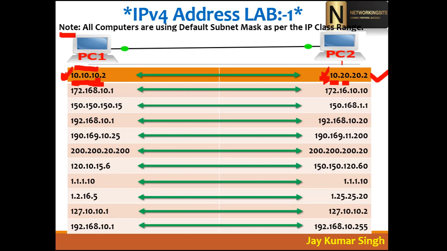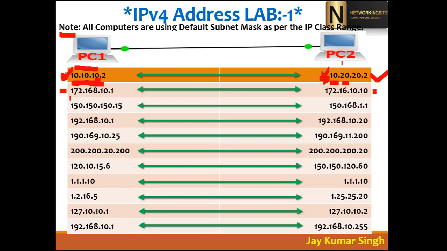Now the second condition. We have this IP address 172.168.10.1 and here is 178.16.10.10. Now tell me, will they communicate or not? Yes, they will communicate. Why? Because I told you the network part must be the same, right? How many network parts are there in class B? They are both from class B.